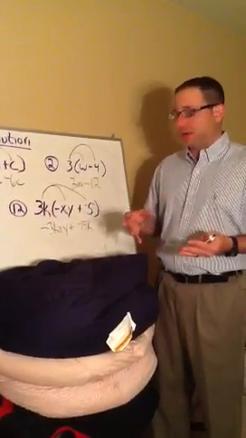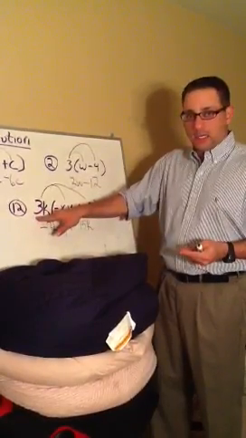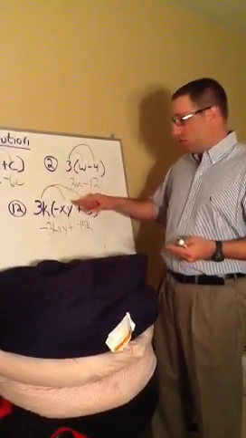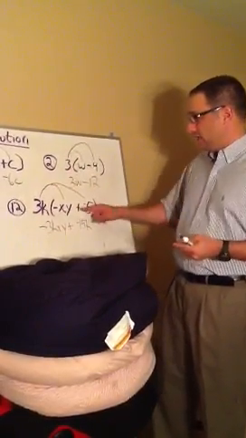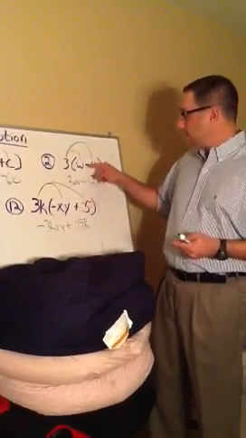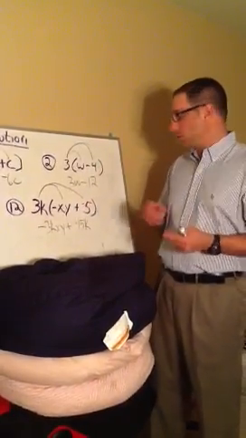Just a quick review here. Take whatever's on the outside, distribute it by multiplication to everything that's on the inside. Keep your addition signs and subtraction signs the same. Okay?